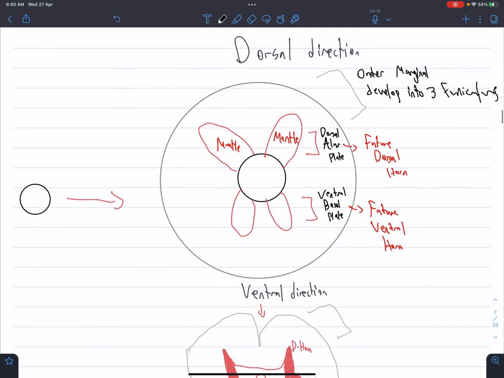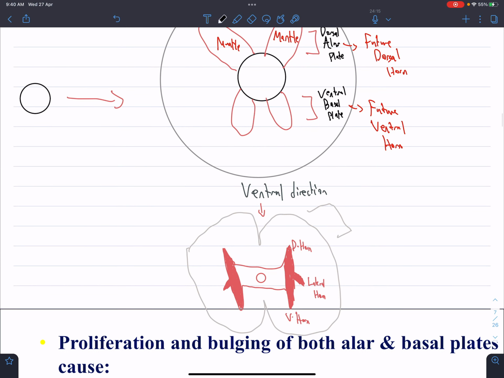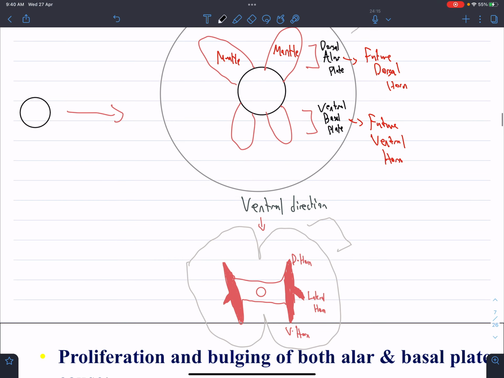As the neuroblasts of the middle mantle layer that you see right here proliferate and make up these plates, as these plates proliferate and bulge out, they lead to some structural changes, which you see in this picture. I want you to tell me what are two changes you see immediately once the gray matter of the spinal cord is formed. I'll tell you two things.